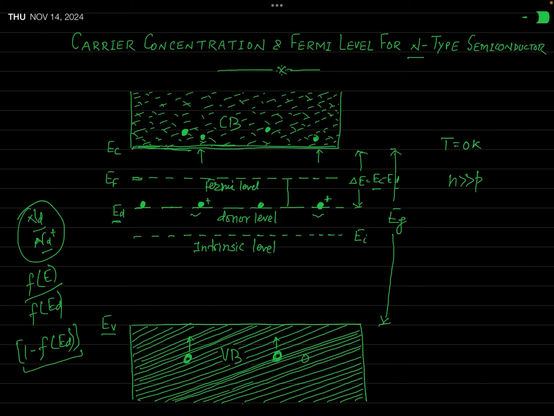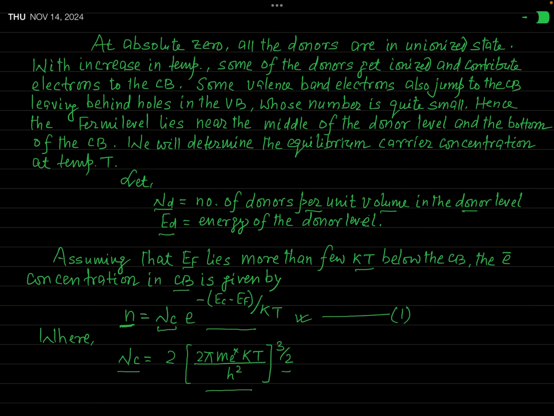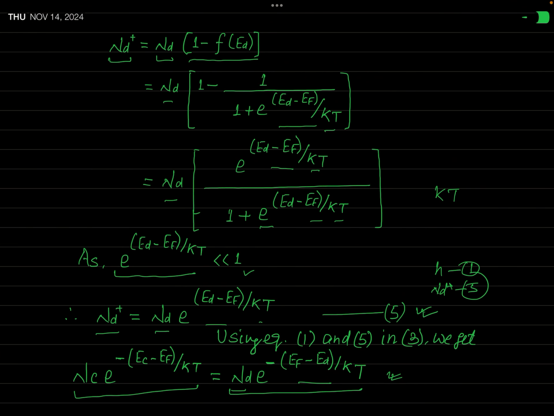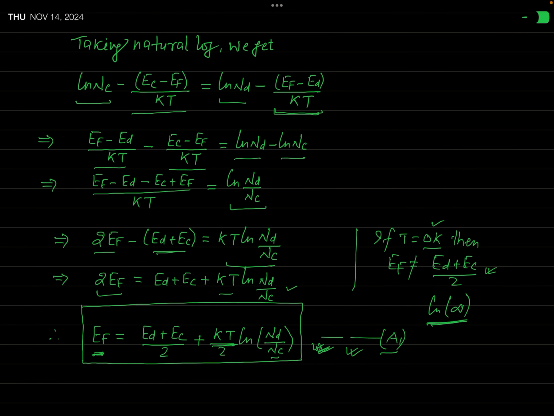In that condition, there will be a large number of holes P in the valence band. And so the condition which we have assumed here, that Nd plus is much greater than P, will not be valid when temperature is very large. Actually, in that condition it is possible that P will become very large, up to the value of Nd plus. So our assumption under which we have obtained this result will not be valid, and so this result will not be valid.